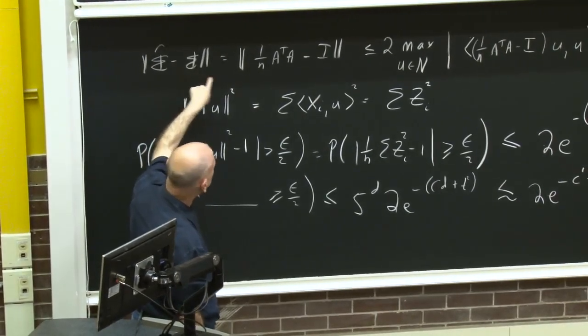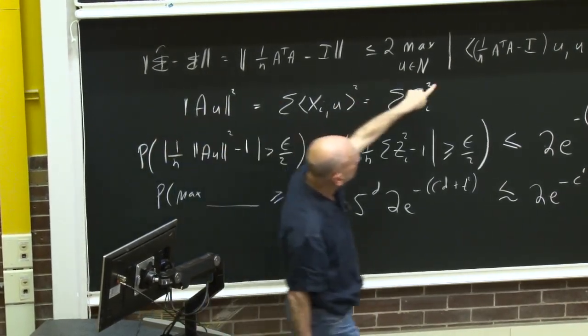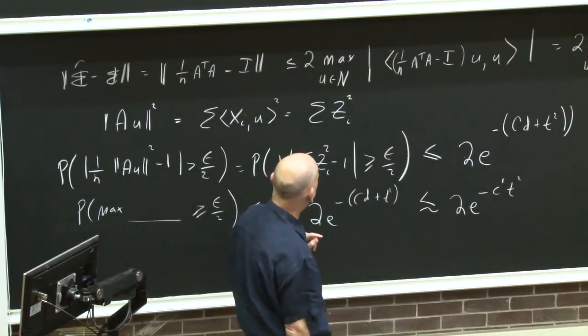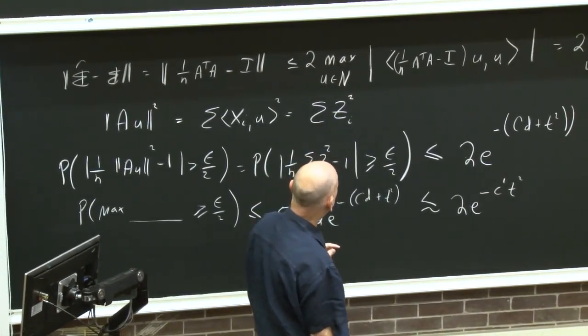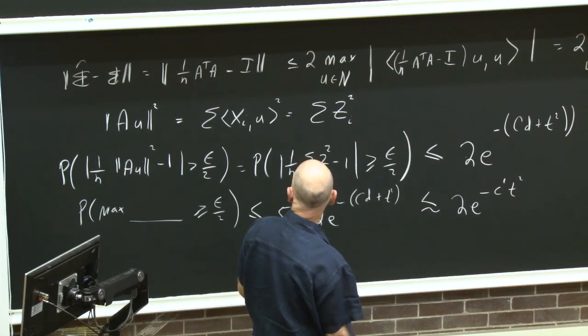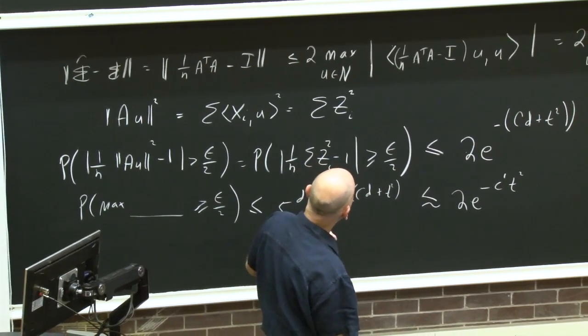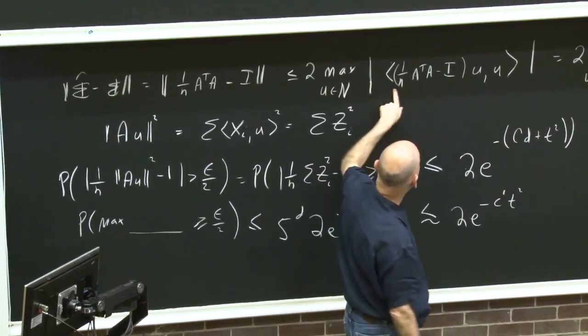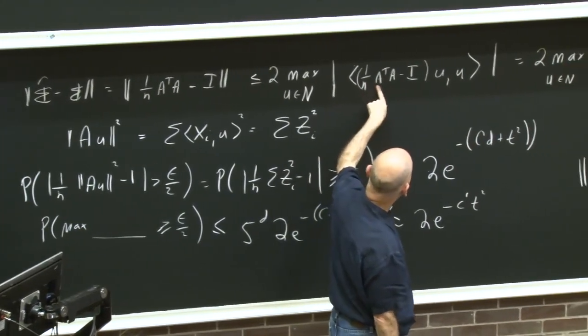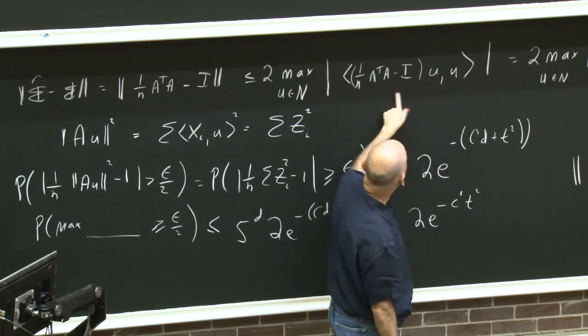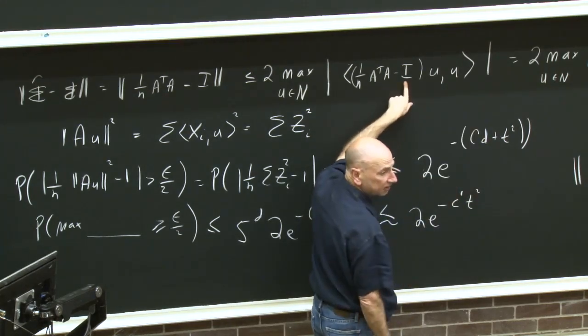Less than or equal to 2 max. This one? Yes. This one is not the norm of that matrix times u. No, I think it is. It should be u. Yes, you get u transpose this u minus, and then u transpose u is the identity.